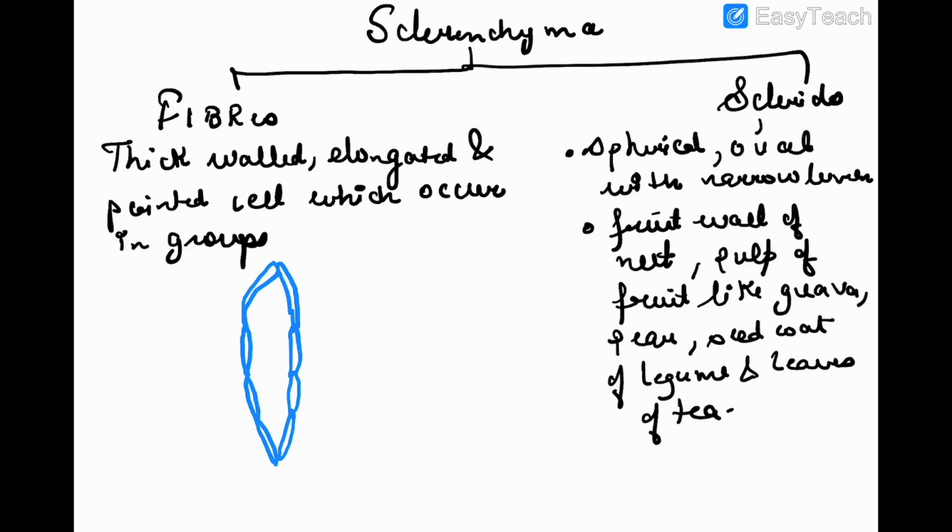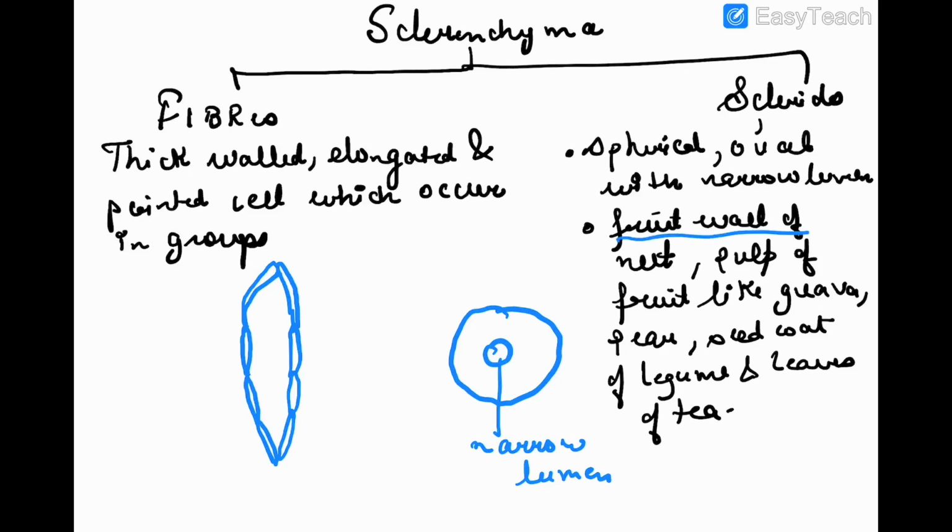Now let us draw the structure of sclerids. This is a sclerid which is spherical and this is its narrow lumen. And it forms the fruit wall of nut, pulp of fruits like guava, pear, seed coat of leguminous plants, and leaves of tea. So these are the two types of sclerenchymatous tissue, that are fiber and sclerids. Function of sclerenchyma is again to provide mechanical support to the plant.